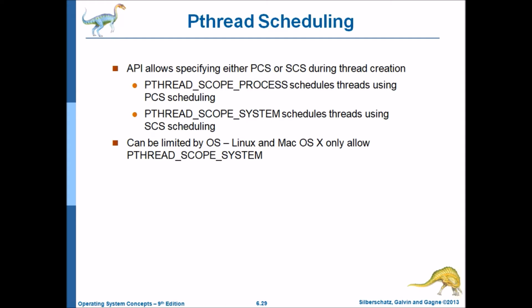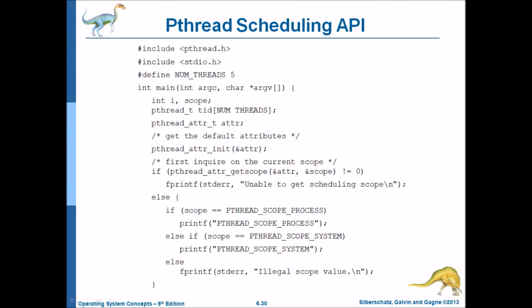Note that on some systems, only certain contention scope values are allowed. For example, Linux and Mac OS X systems allow only PTHREAD_SCOPE_SYSTEM. So next we have here an illustration of a pthread scheduling API. The program first determines the existing contention scope and then sets it to PTHREAD_SCOPE_SYSTEM.